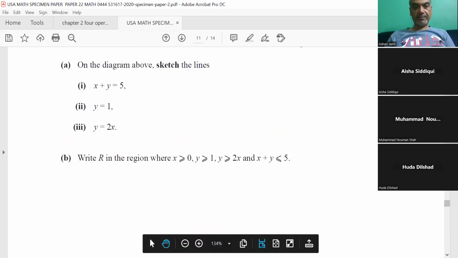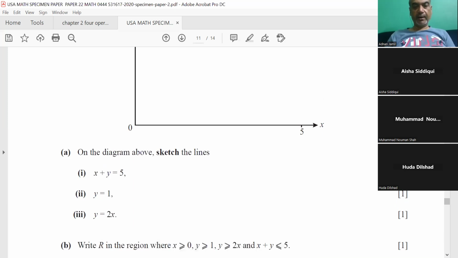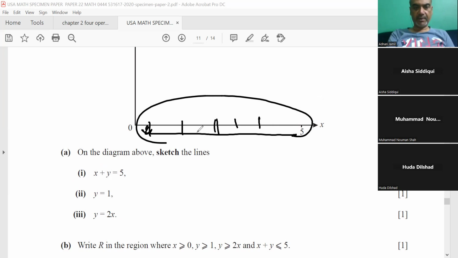Sketch the graph x plus y equals 5. You can always make your own axes, like 1, 2, 3, 4, 5 is given over here till 5. You just have to number them, but equal gaps are given in between, equal gaps. How to find out this line? y equals 5 minus x.